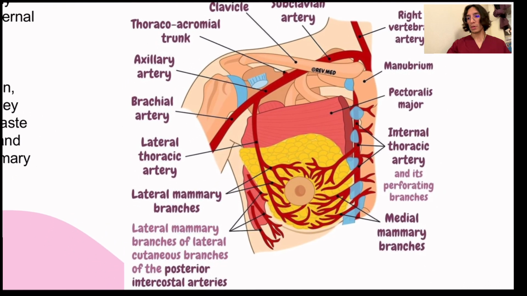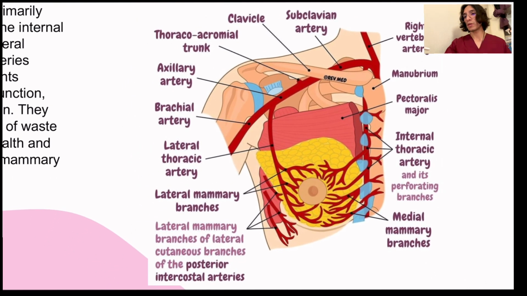Okay, here you can identify some structures. For example, in bones: clavicle, the subclavian artery, right vertebral artery, manubrium, pectoralis major, deeper, pectoralis minor, the internal thoracic artery and its perforating branches. The medial mammary branches also, lateral mammary branches of lateral cutaneous branches of the posterior intercostal arteries, the lateral thoracic artery, brachial artery, axillary artery, and here the thoracoacromial trunk.